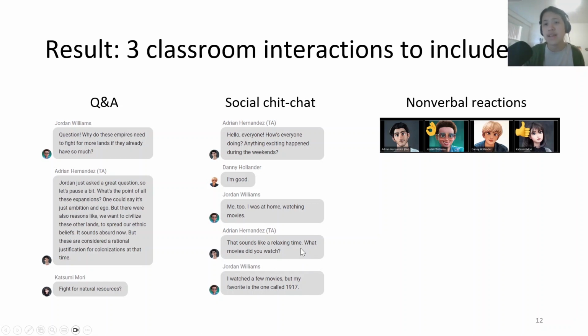So these are like greetings at the beginning of the class. The characters checking in with each other about how they're doing. So these are the things that would create a feeling of connectedness to the characters, as well as bringing up the energy before starting the class. And the last kind of interaction is nonverbal reactions, such as emojis. So these are important in Zoom classroom settings.